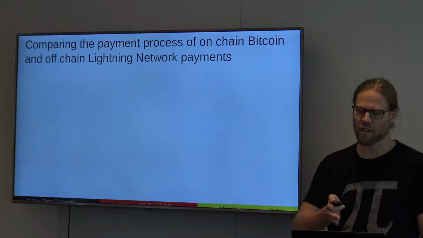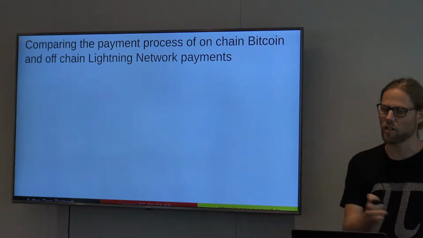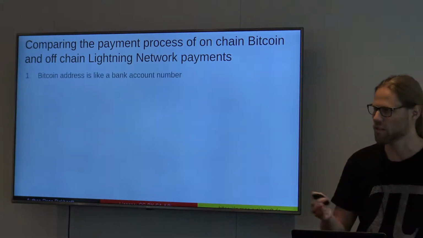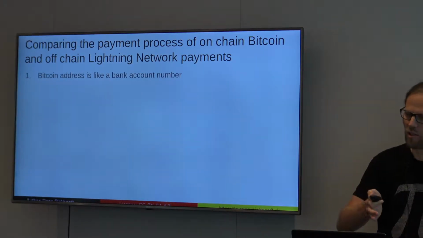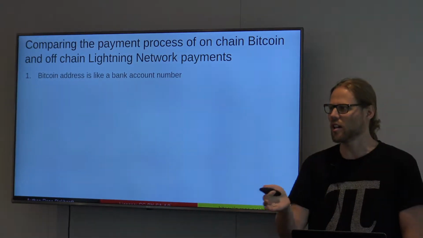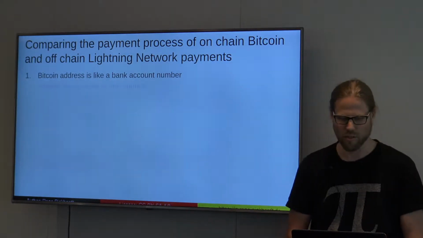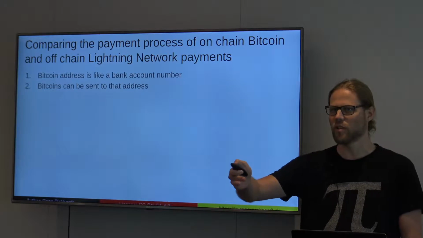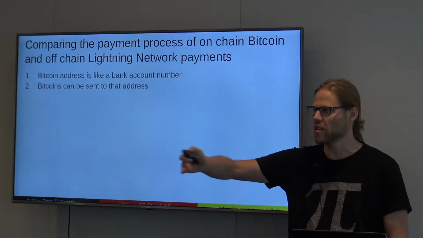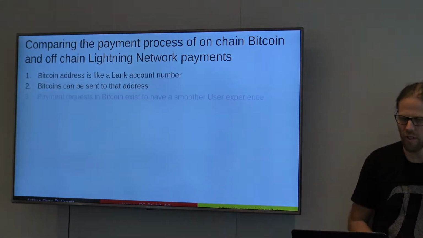So I want to compare the payment process of on-chain Bitcoin and off-chain Lightning Network payments, something that you probably experienced and know. Bitcoin addresses, I would say, are a little bit like bank numbers or bank account numbers, right? Bitcoins can be sent to that address. If I know the bank account number of another person, I can send money to that bank account. I can do a wire transfer.